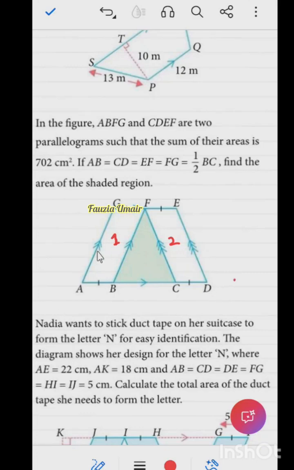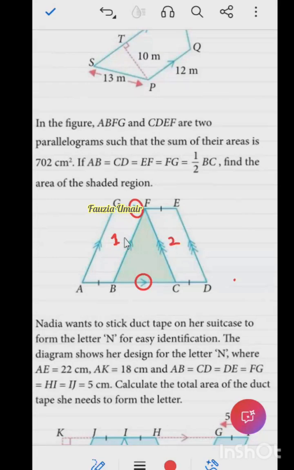So now we know this also. How do we know that AG is the same as BF and CF and DE? That is because these lines are parallel lines. FE is parallel. You can see this symbol. This is a parallel line. These two are parallel lines. And in parallel lines, the distance between the lines is the same. Okay? So these lines are also the same. AG is the same as DE and BF is the same as FC.